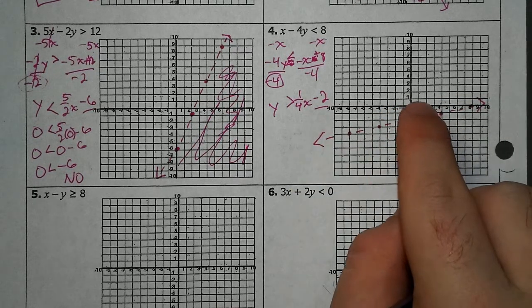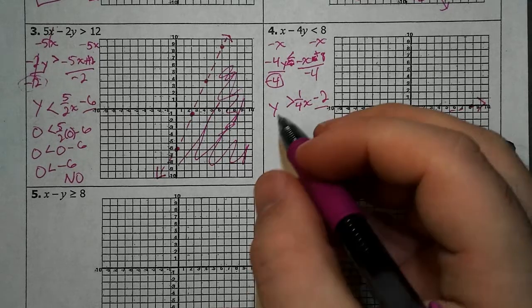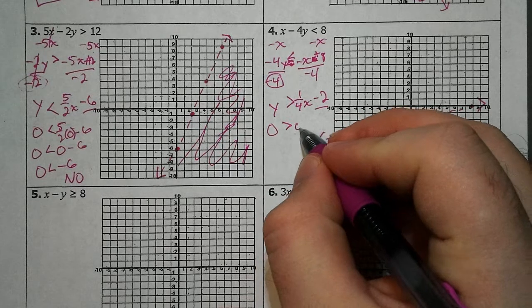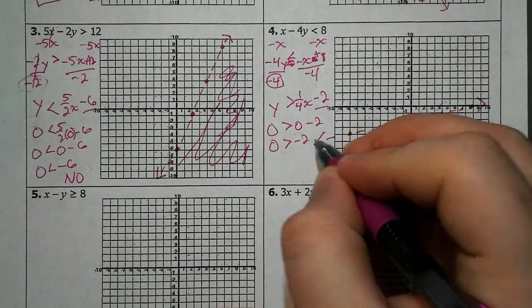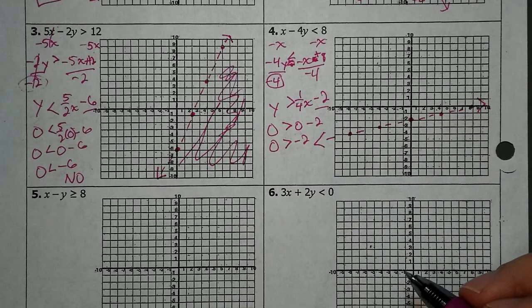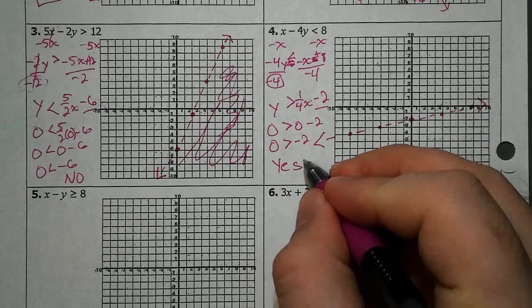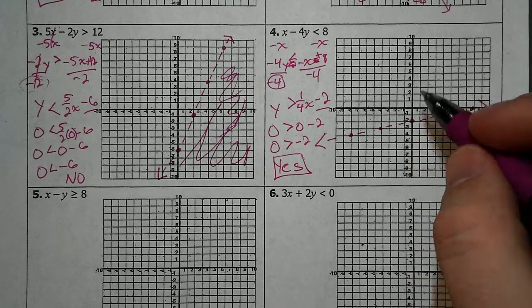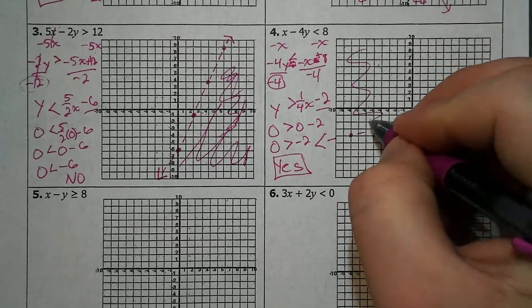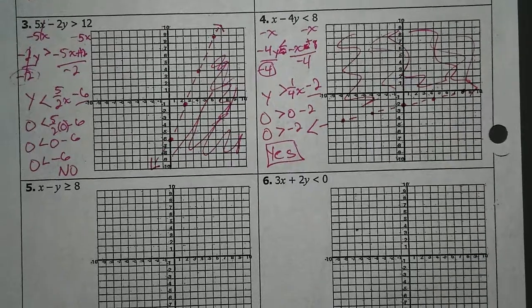Now, once again, 0, 0 is not part of it, so I can actually use that when I plug in. Plug in 0 here, greater than 0 minus 2, which is 0 is greater than negative 2. Is that a true statement? Yes, it is. 0 is greater than negative 2. Negative 2 is over here, that's where 0 is. So we're going to bubble in this top half of the line.